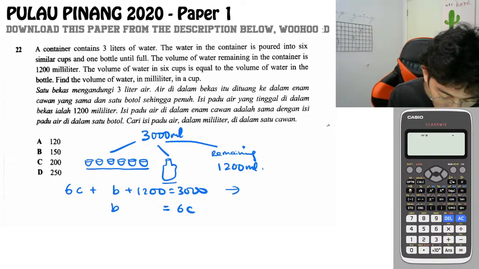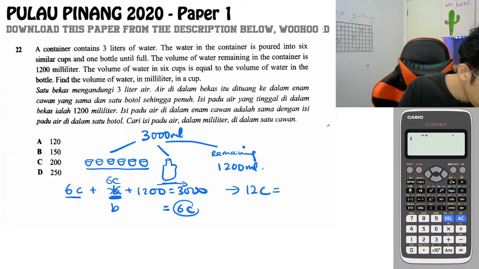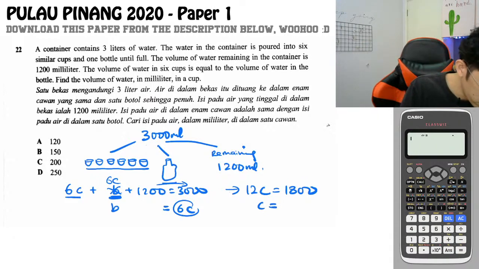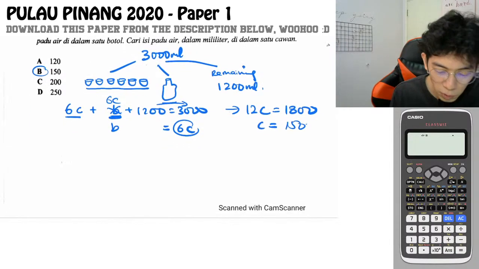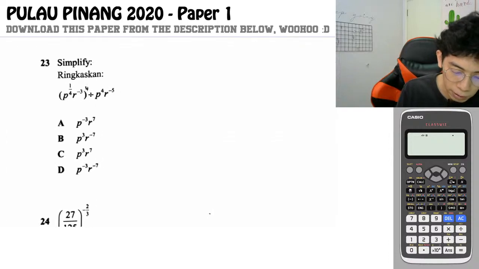So basically the B is 60, right? So 12C, this one and this one is actually 60, so I replace it already. 12C equals to, you move it over, 3000 minus 1200, you get 1800. So C equals to 1800 divided by 12. Nice, 150. This one, if you want to say hot question also can, but not that hot. Remember this one.